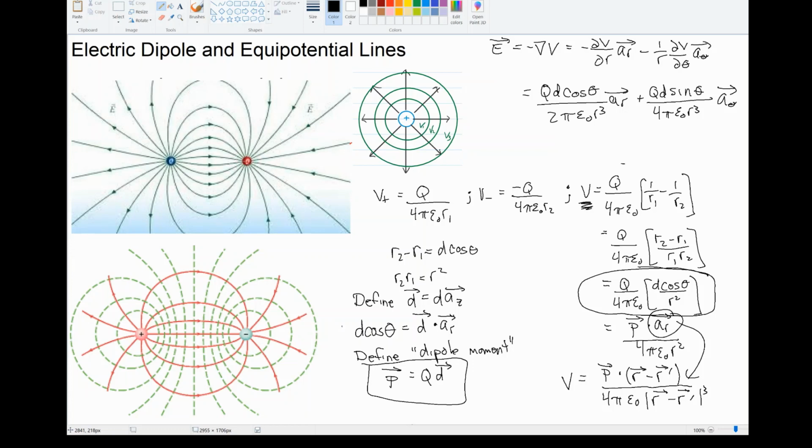And then using the dipole moment, which is q times d, right? Here's q and here's d. We can write this as p. So I'll factor out the q and the d, and I'll factor out a 4 pi epsilon 0 r cubed.